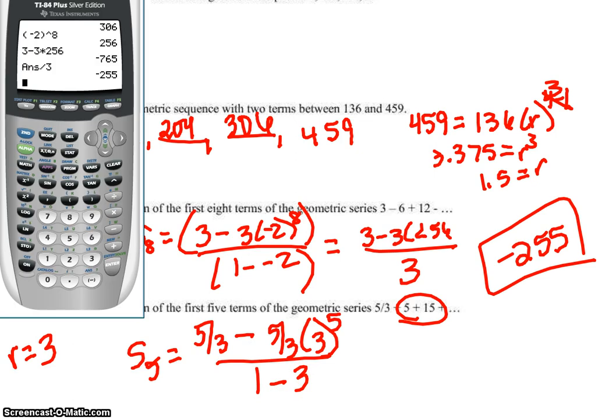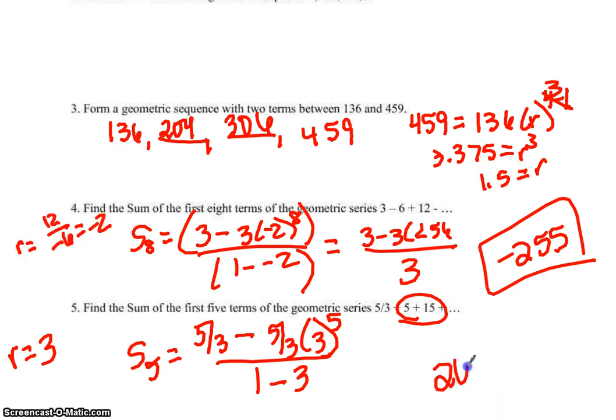So if you want to go straight to your calculator, you can. Just be careful. Open parentheses again to get your 5 divided by 3, close, minus, open, 5 divided by 3, close, open, 3, close, caret 5, close the top, divided by open, 1 minus 3, close the bottom, and you get 201.67.